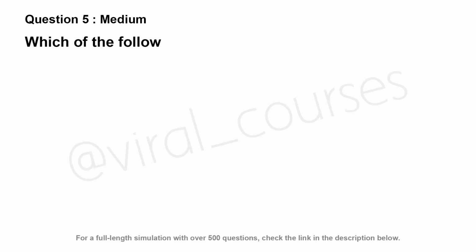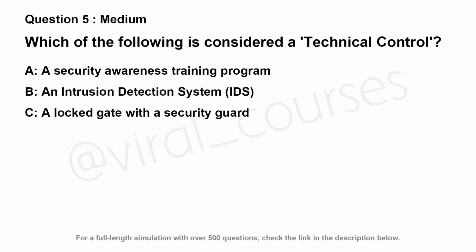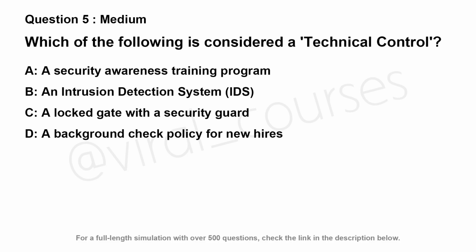Which of the following is considered a technical control? Option A. A security awareness training program. Option B. An intrusion detection system, IDS. Option C. A locked gate with a security guard. Option D. A background check policy for new hires.